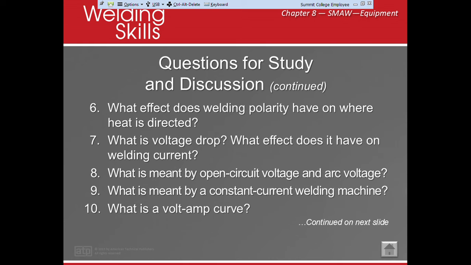What is meant by a constant current welding machine? A constant current welding machine is a welding machine that maintains a relatively constant current over a wide range of voltages, and it's changed by arc length. What is the volt-amp curve? Well, the volt-amp curve is the curve showing the relationship between output of voltage and output of current.